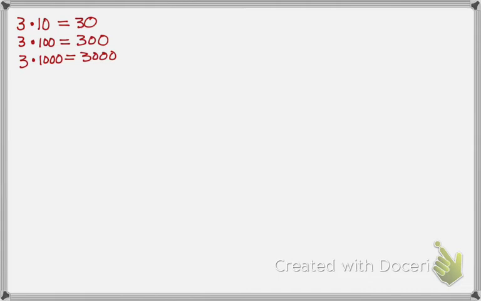Now, what I need to explain to you is that when you multiply by 10, that's actually multiplying by 10 to the first. When you multiply by 100, that's actually multiplying by 10 to the second power. And when you multiply by 1,000, that's actually multiplying by 10 to the third power. Now, I want you to look at this. 10 to the first, we added 1 zero. 10 to the second, we added 2 zeros. Multiplying by 10 to the third, we added 3 zeros.